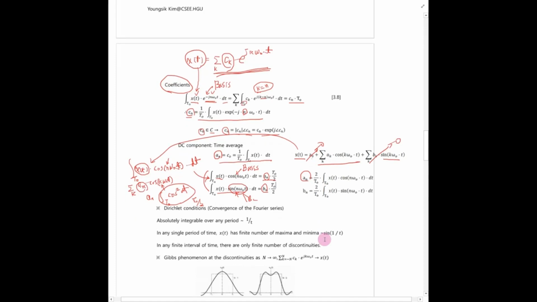And lastly, I already talked about the Dirichlet conditions, the convergence or existence of the Fourier series. The first condition is that the signal is absolutely integrable. The second is a finite number of maxima and minima. This shows a counterexample that doesn't satisfy these conditions. The last one is that in any finite interval of time, only a finite number of discontinuities should exist. These three are the Dirichlet conditions, but most functions satisfy these conditions, so you don't need to care about that one. Okay.